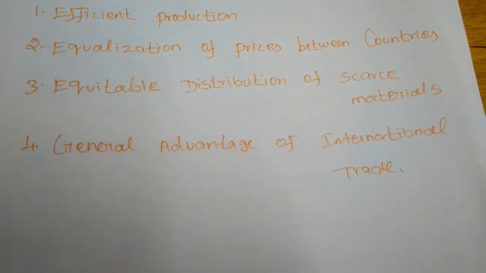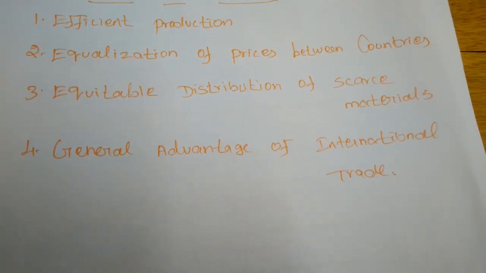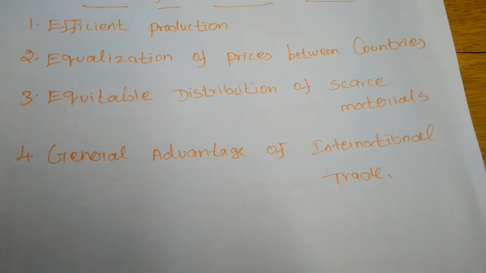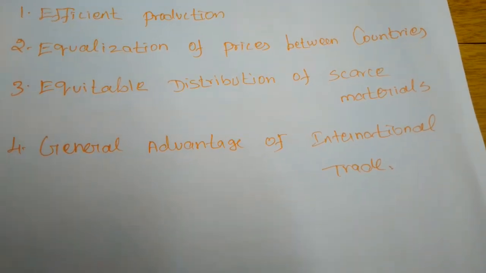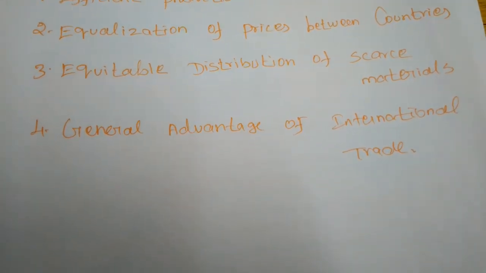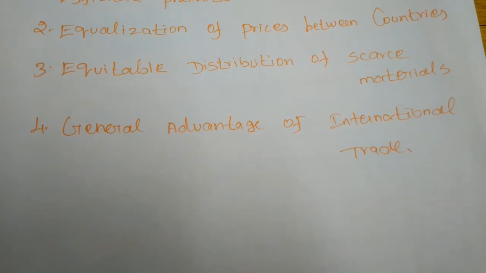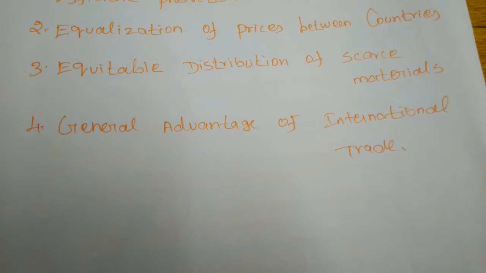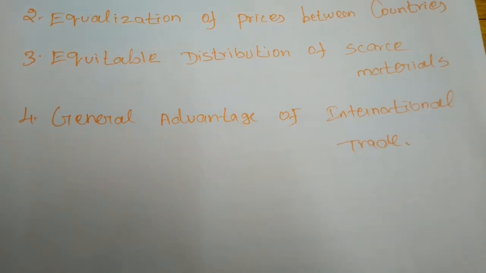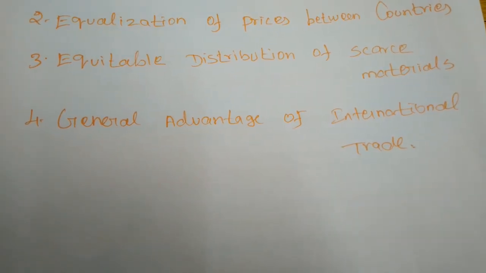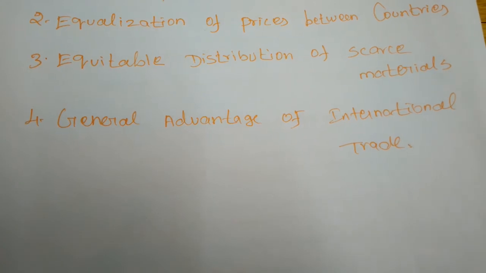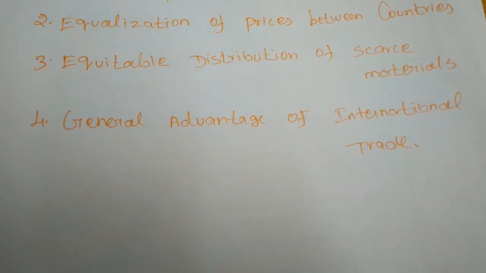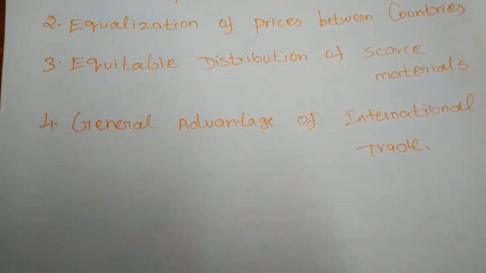Next, prices of factors of production are also equalized, because when we are involved in international trade, all nations are able to transfer their factors of production from one nation to another, and the prices will be the same. The prices for the factors of production will also be the same.